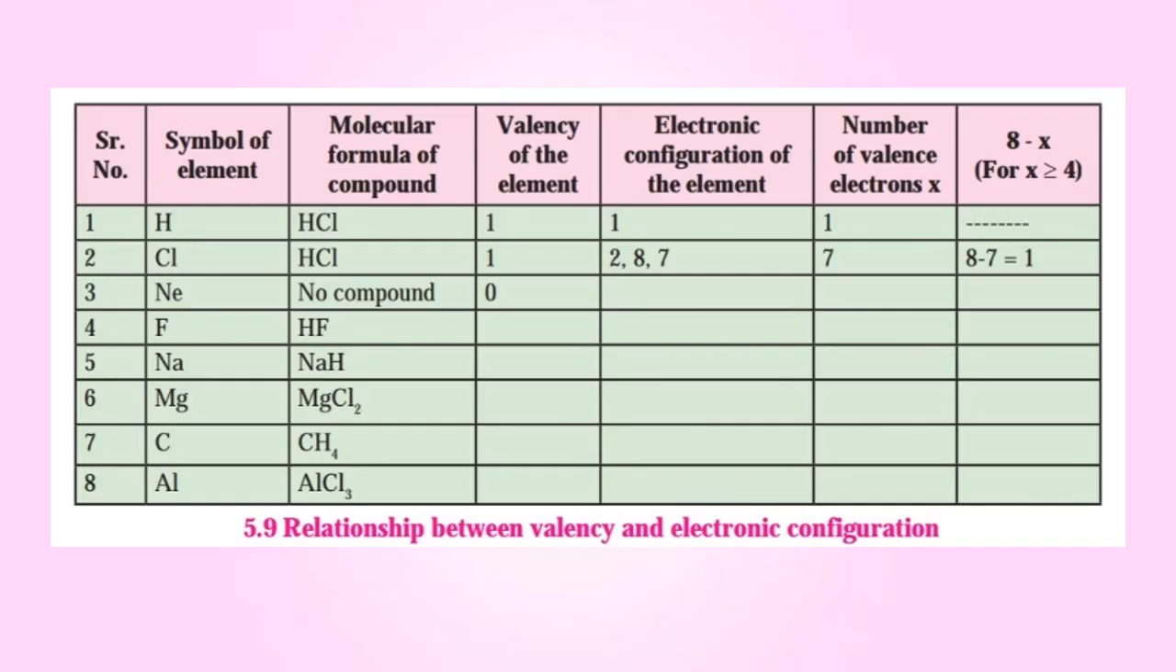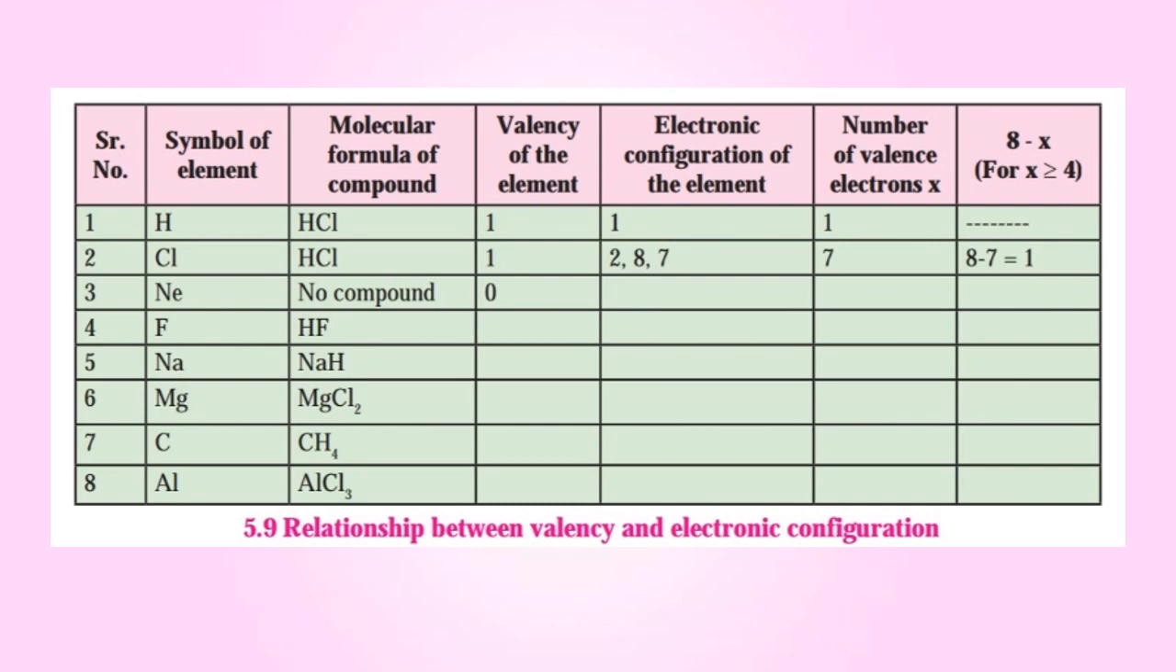On page number 35, we have this table again. Let's solve it, students. So here we have symbol of element, molecular formula of compound, valency of the element, electronic configuration of the element, number of valence electrons, and the last, that is 8 minus x. So let's begin. They have done it for the first three.